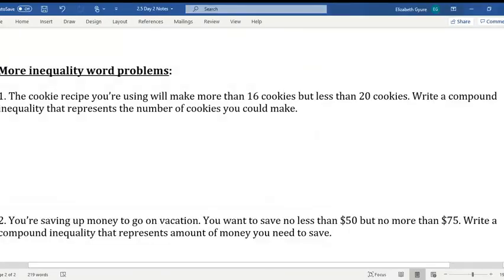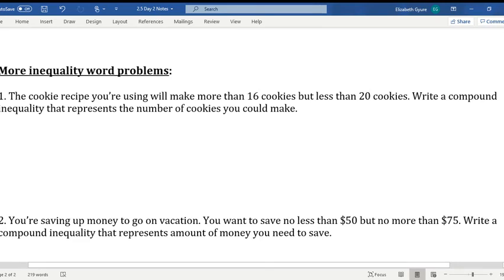There we go. Okay. So one last problem, guys. We're going to look at an inequality. The cookie recipe you're using will make more than 16 cookies, but less than 20 cookies. Write a compound inequality that represents the number of cookies you could make.